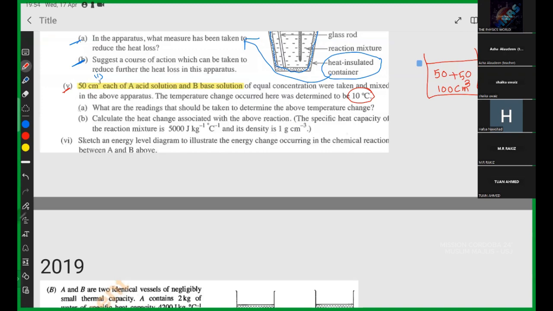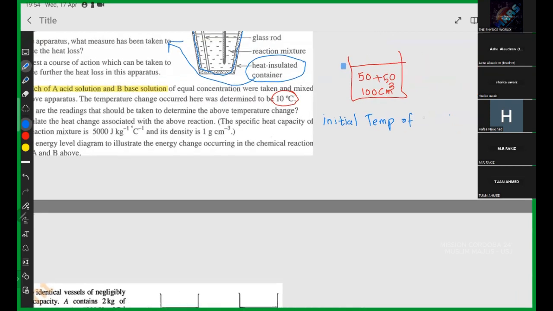So what is the first question? A very simple question. What are the readings that should be taken to determine the above temperature change? How are we determining the temperature change? It is the initial temperature of the reactants, and the other one is the final temperature of the mixture. But there's a thing here.